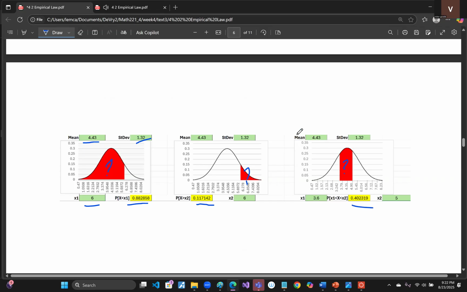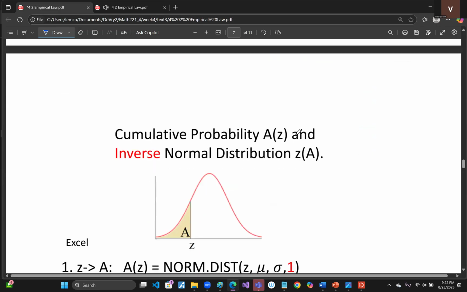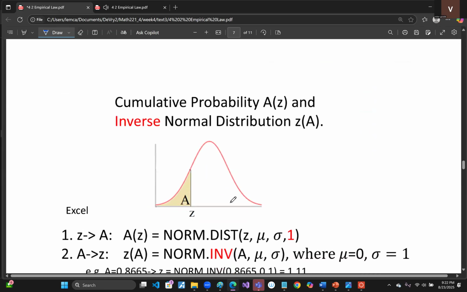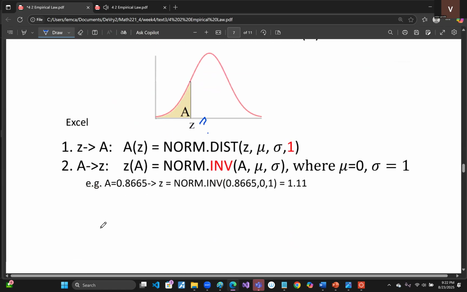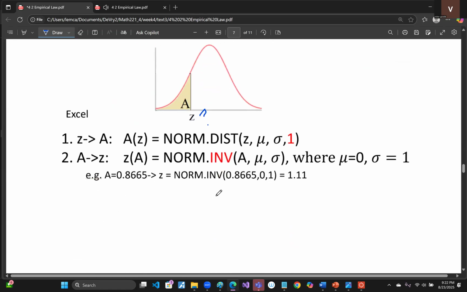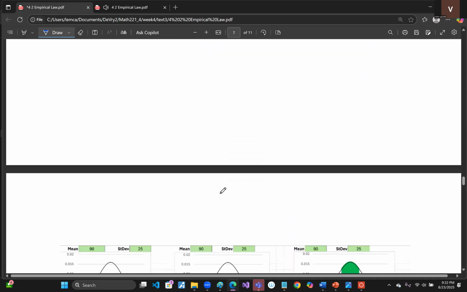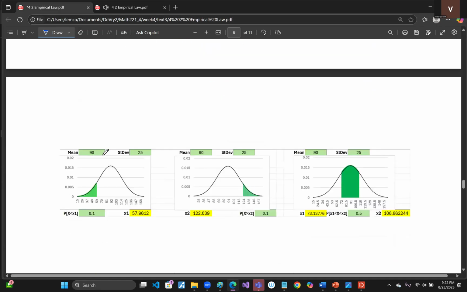What if we have an inverse problem where area is known and we need to find the values of x? For example, scores on a certain exam are normally distributed with a mean of 90 and standard deviation of 25. What is the score obtained by A, the bottom 10% of the students? B, the top 10% of the students? C, the middle 50% of the students?